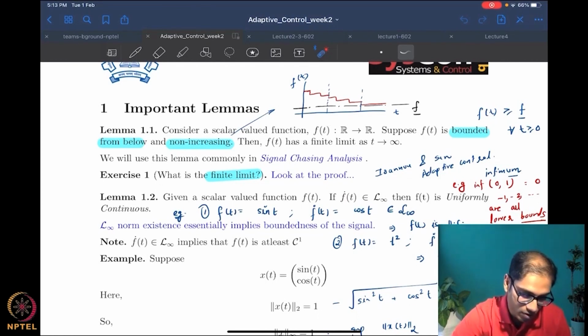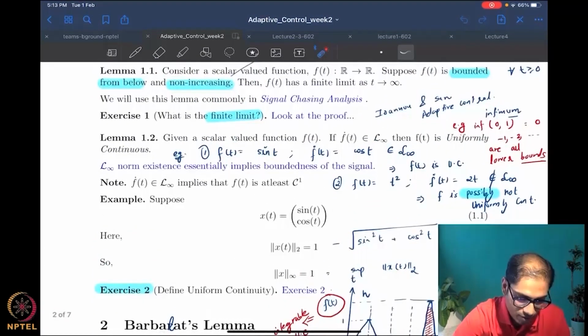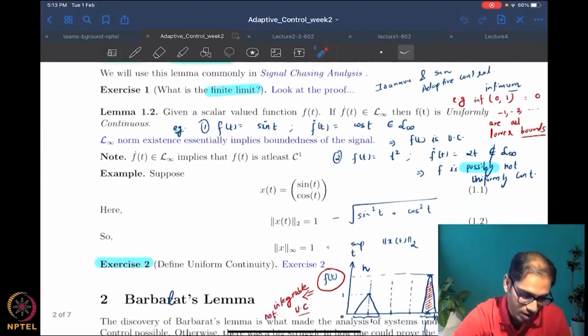The other lemma we saw, in fact, we saw this lemma 1.1 earlier, which said that if you have a scalar valued function again, and it is bounded below and non-increasing, then the function has a finite limit as t goes to infinity. We also saw examples of what such functions are.